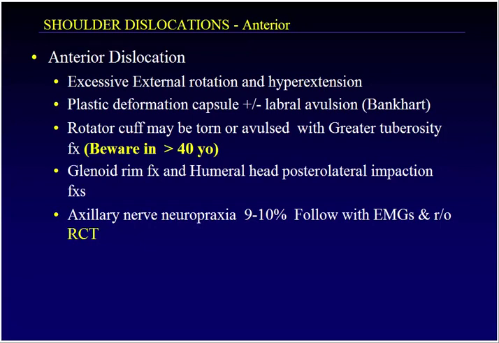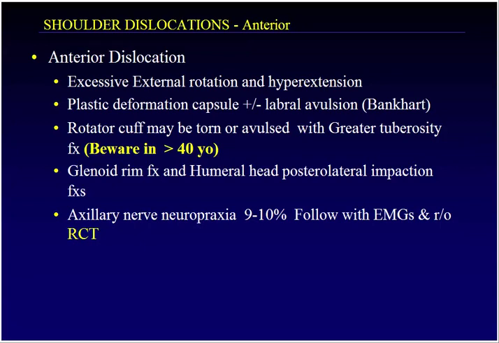And you really have to be aware of that in the older patient with a shoulder dislocation. So in a patient older than 40 years old, definitely when you see a shoulder dislocation, be concerned about the possibility of damage to the rotator cuff. Glenoid rim fractures can occur with avulsion of the anterior capsular structures, and you can have the Hill-Sachs lesion, which is a posterolateral impaction fracture of the humeral head.